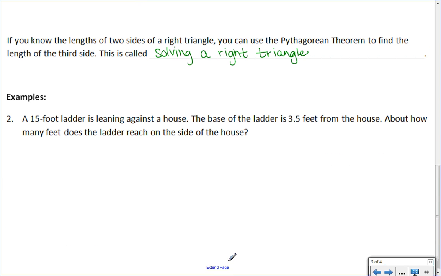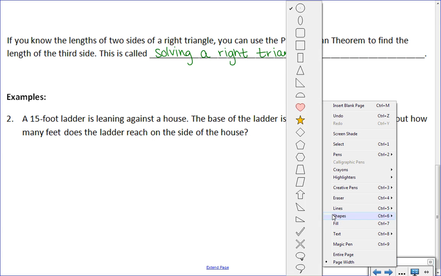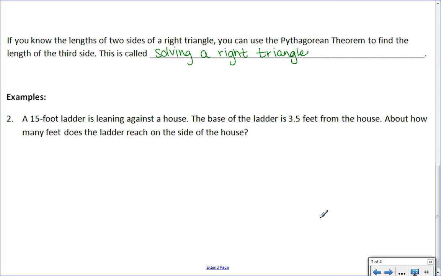So example 2 says a 15-foot ladder is leaning against a house. The base of the ladder is 3.5 feet from the house. About how many feet does the ladder reach on the side of the house? Okay, so we're going to want to draw a picture here so that we can just kind of see what this looks like. So we have a ladder that's leaning up against a house.